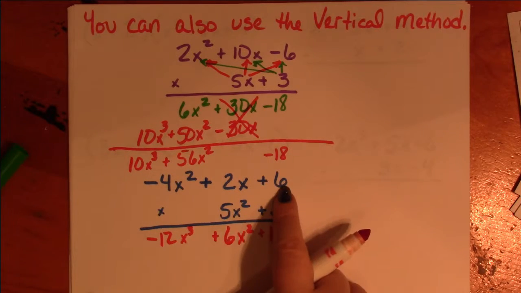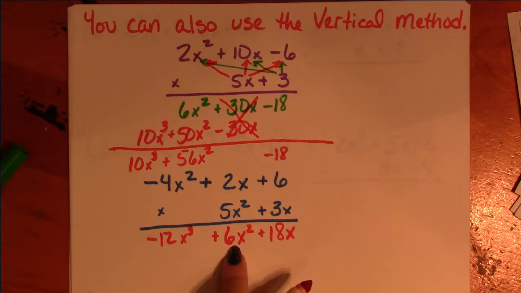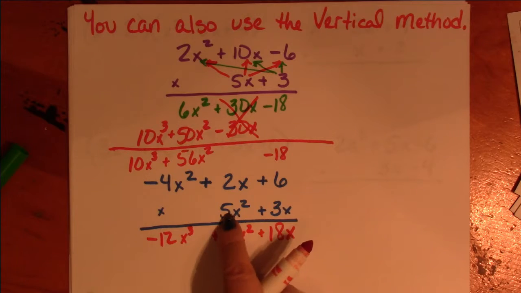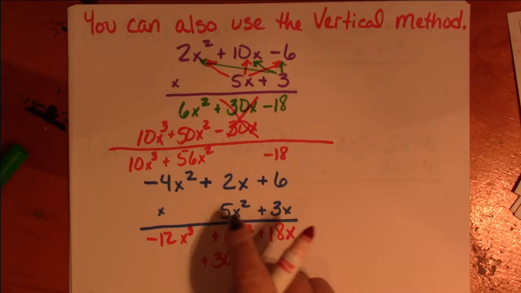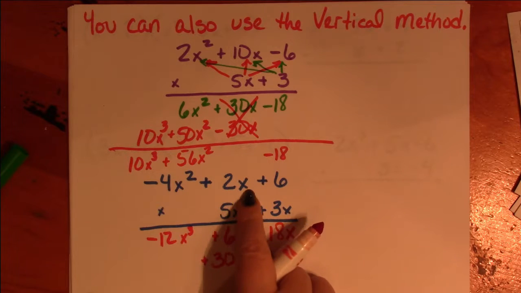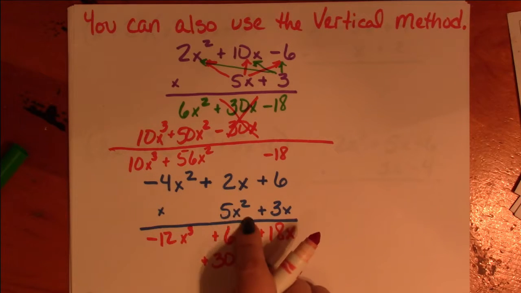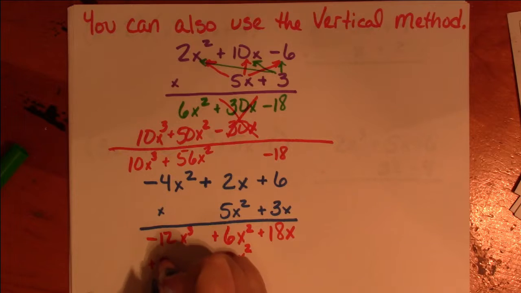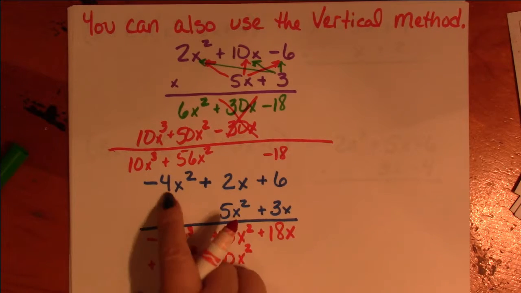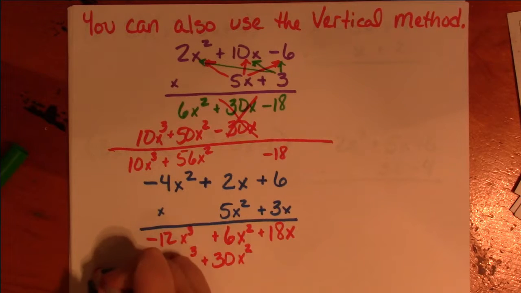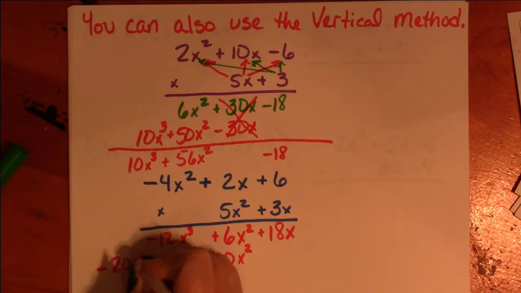5x squared times 6 is going to give us an x squared number, so we're going to put it under here. That's 5 times 6 is 30x squared, and that's a positive number. 5x squared times 2x is 10x cubed, positive number, 10x cubed. And 5x squared times negative 4x squared is negative 20x to the 4th.